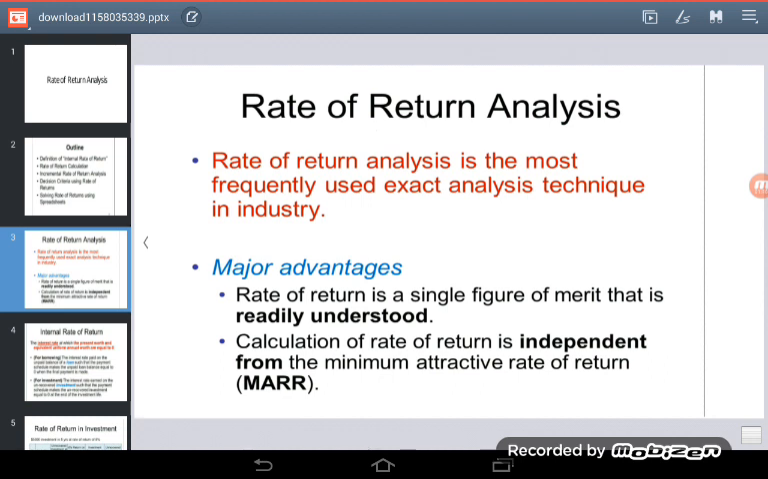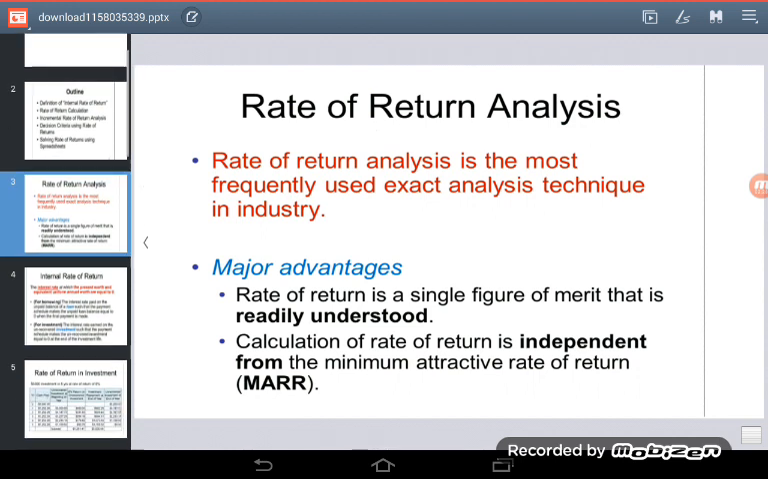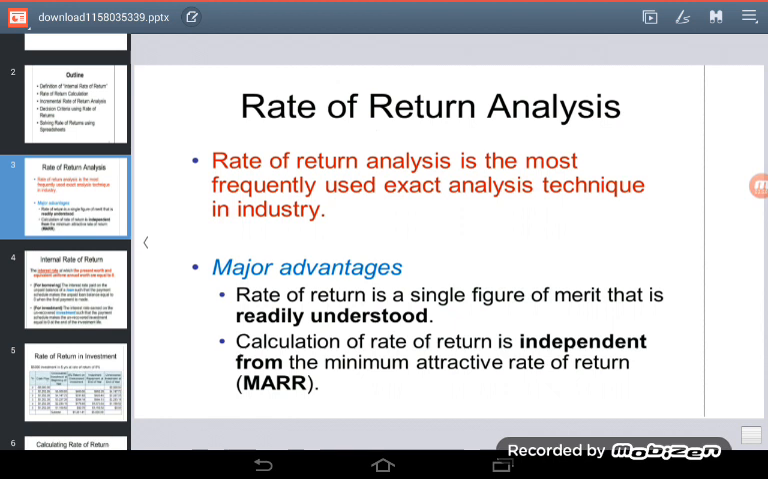Rate of return analysis is the most frequently used exact analysis technique in industry, because rate of return is a single figure of merit that is readily understood, and calculation of rate of return is independent from the minimum attractive rate of return. The major characteristic of this analysis is that whether it is $1,000 or $1 million, you are going to say, okay, I want my rate of return to be 10%, 5%, 7%. It's just one figure. So it doesn't change with the amount of money.